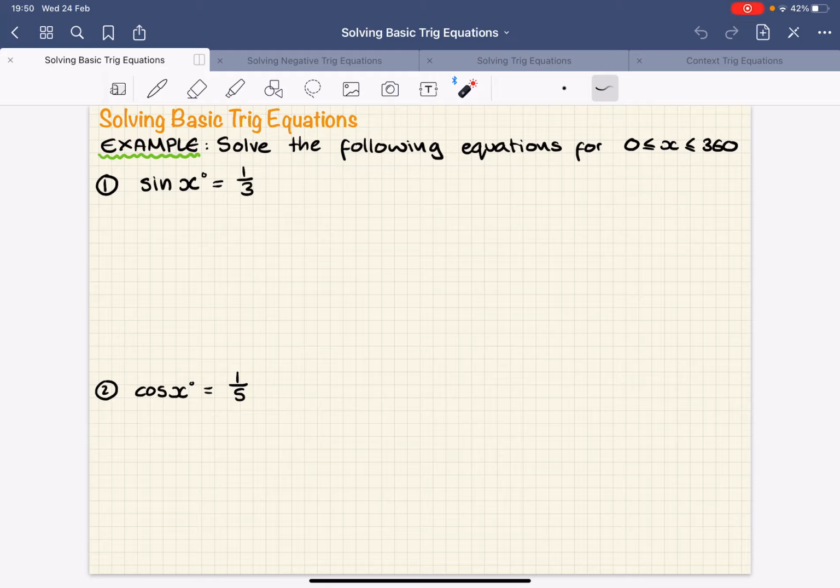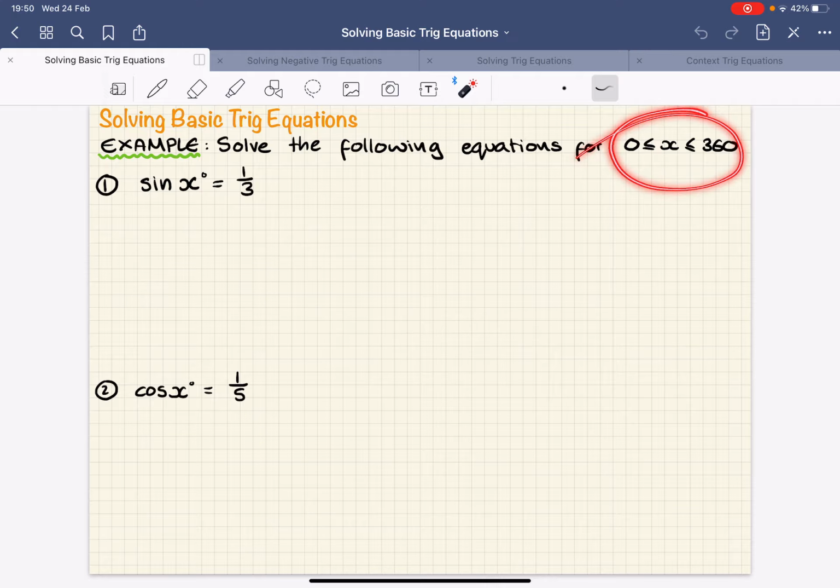Okay, so this is our first video where we're actually going to solve some trig equations. We're just going to have some really nice basic ones in this video, just so we can look at how we use that CAST diagram that I showed in the previous one. For all of our questions here, they're going to say solve the following equations for 0 ≤ x ≤ 360.